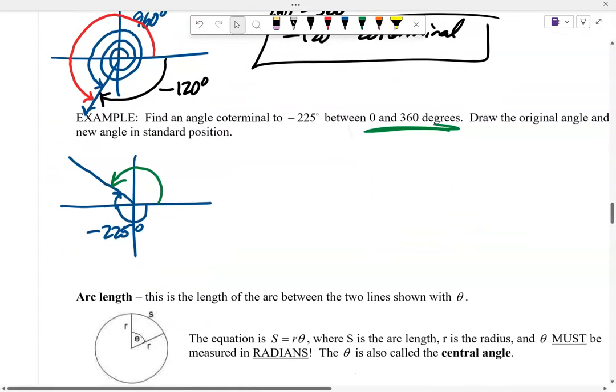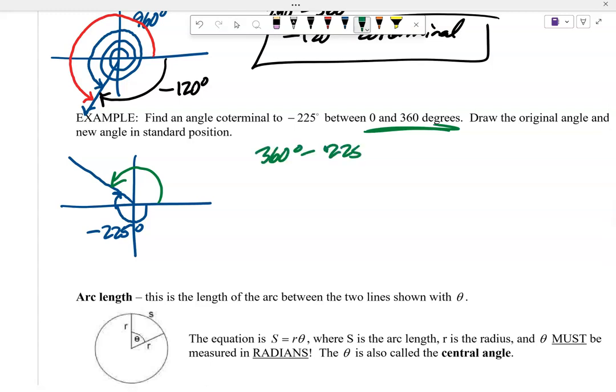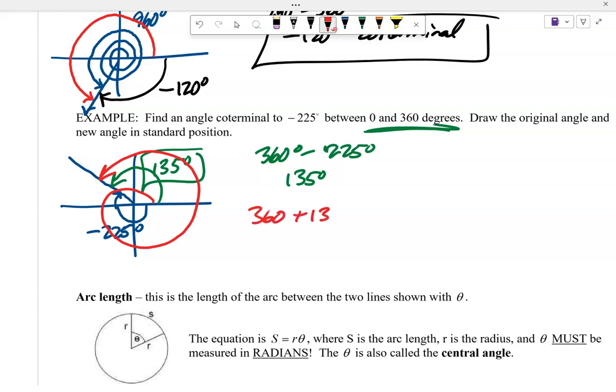Okay, so sorry, my thing's having issues here, but that would be 360 minus the 225, like you guys mentioned there. So 135 degrees is this positive angle that's coterminal, right? You could also do, in red, 360 plus 135, which would give you, of course, 495 degrees. That's also coterminal, but it's more than 360 degrees, right? So that's not the one we're looking for.